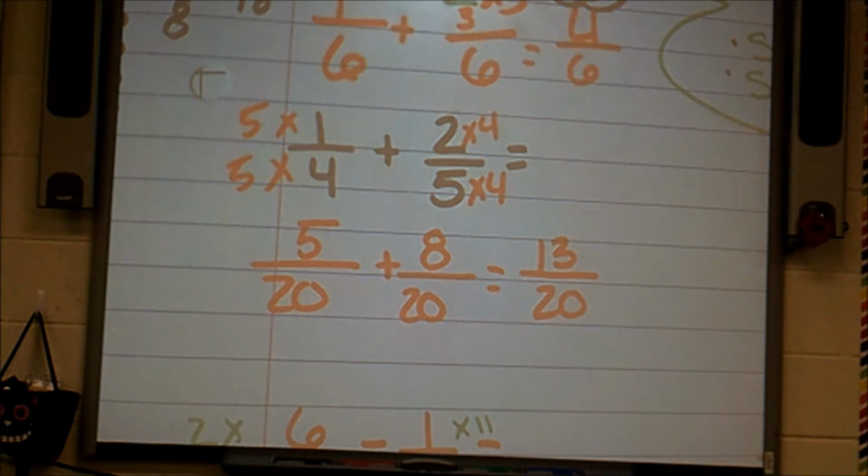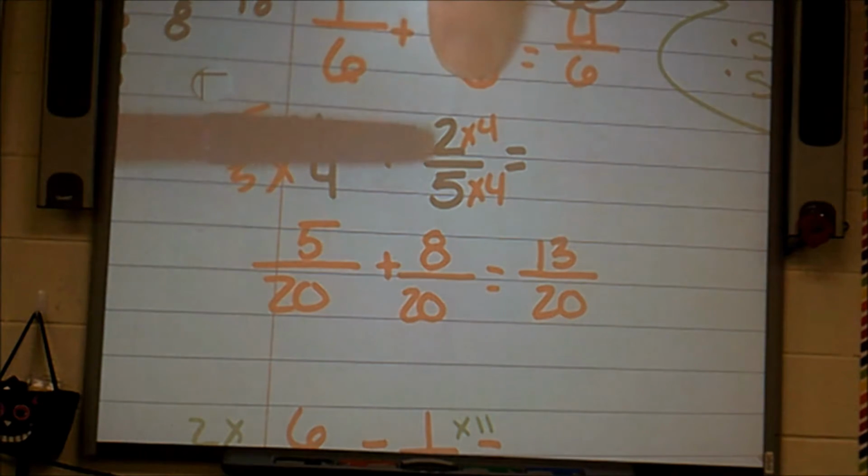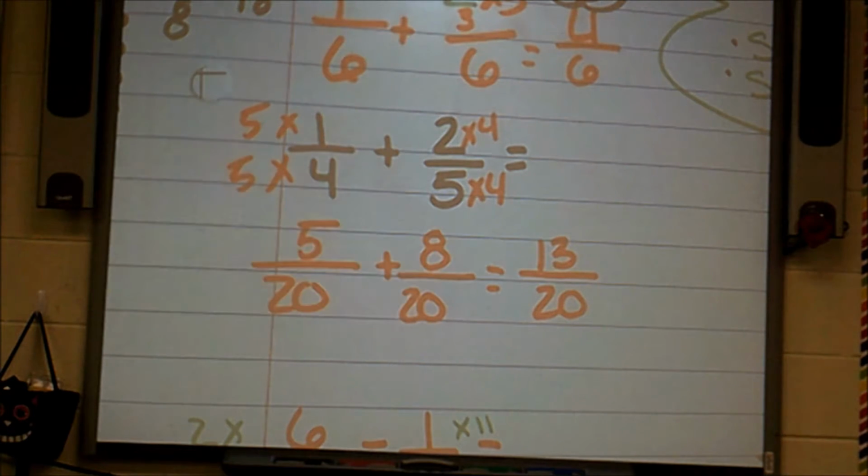So when I solved my problem, I got common denominators of 20. I multiplied my first fraction by 5 top and bottom to give me 5 over 20. And I multiplied my second fraction by 4 top and bottom to give me a new fraction of 8 over 20. I added my numerators, 8 plus 5, and gave me a sum of 13. And I kept my denominator the same. So now let's simplify this together.